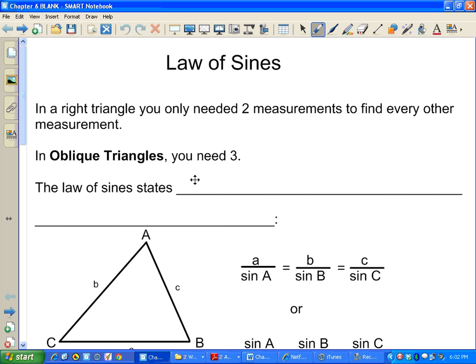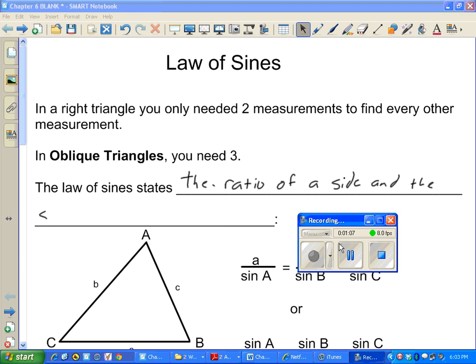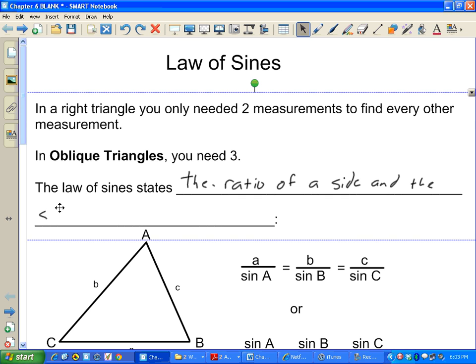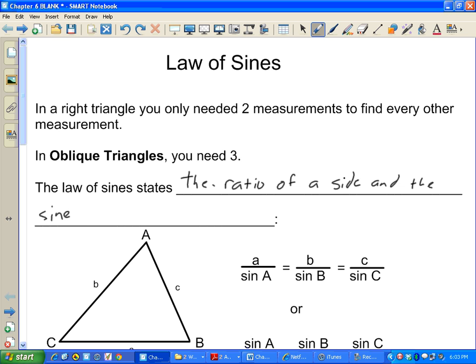The law of sines states that the ratio of a side and the sine of the opposite angle is constant.